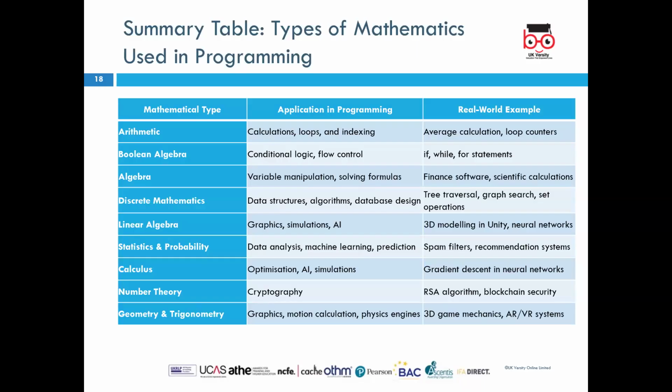Algebra has finance software and scientific calculations. Discrete mathematics has tree traversal, graph search, and set operations. Linear algebra has 3D modeling in Unity and neural networks. Statistics and probability have spam filters and recommendation systems. Calculus has gradient descent in neural networks. Number theory has the RSA algorithm and blockchain security. And finally, geometry and trigonometry are used in game design, for example, 3D game mechanics, AR, and VR systems.